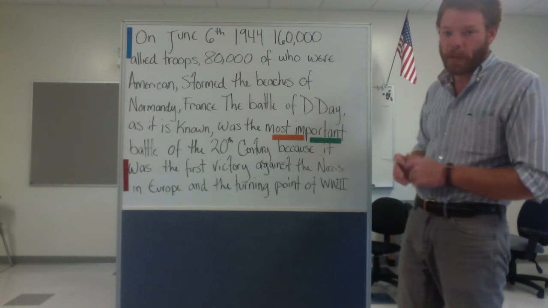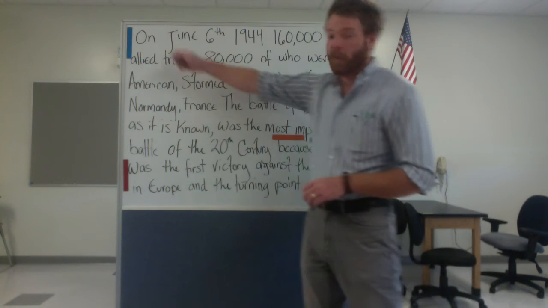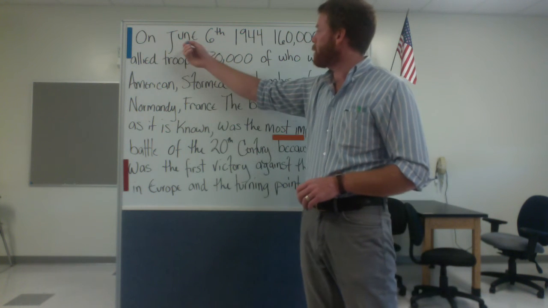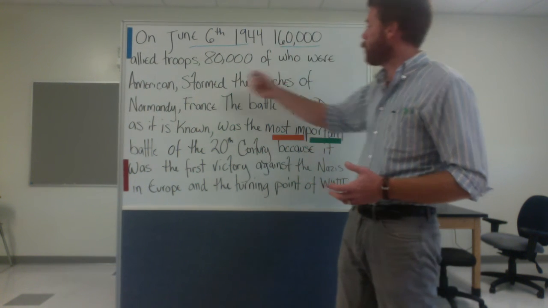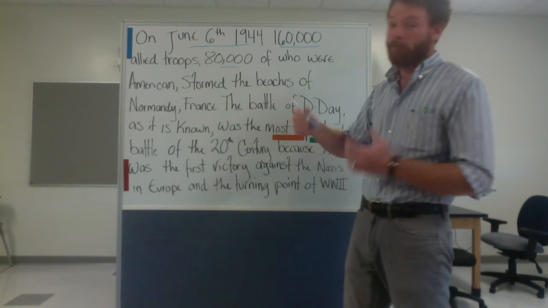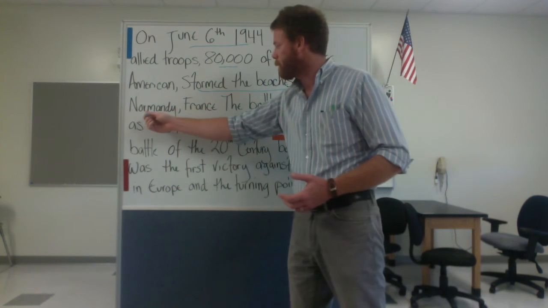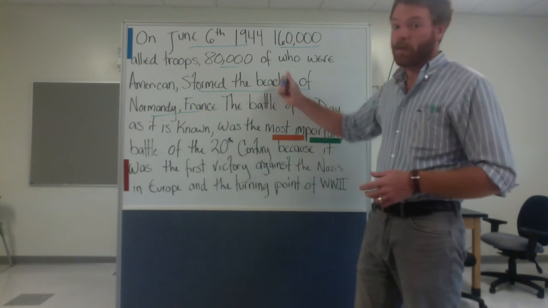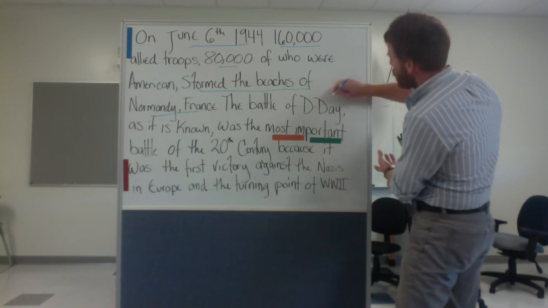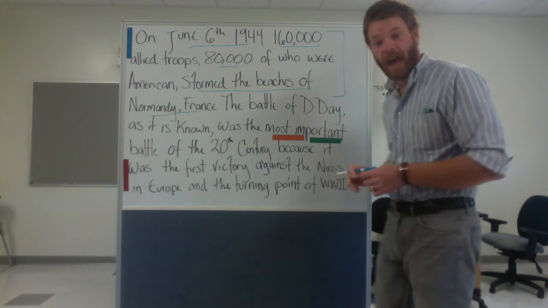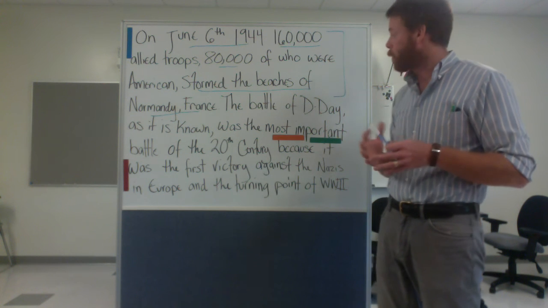So let's see if we have all 4 parts here. So the first thing that we need to do is provide context. On June 6th, 1944, that's a when, 160,000 troops, 80,000 of whom were American, that's who, stormed the beaches of Normandy, France, that's the what and the where. So I have all 4 parts of context. And you'll notice that the context eats up about half of my thesis statement, that we have to give people enough background information to understand what's going on.